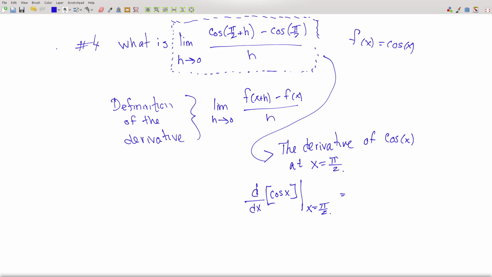So what is this derivative? Well, you are expected to know that the derivative of the cosine of x is the negative sine of x. We have to evaluate that at pi over 2, so we'll put in pi over 2. So the sine of pi over 2 is 1, and the negative sine of pi over 2 is negative 1. So there is our answer.